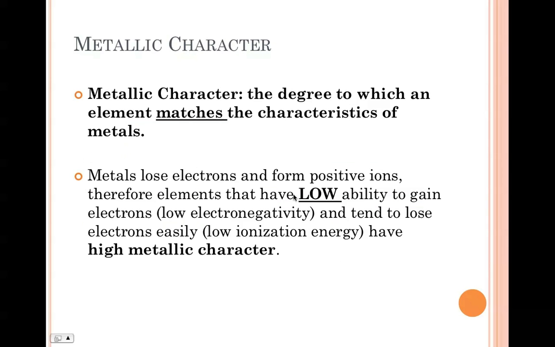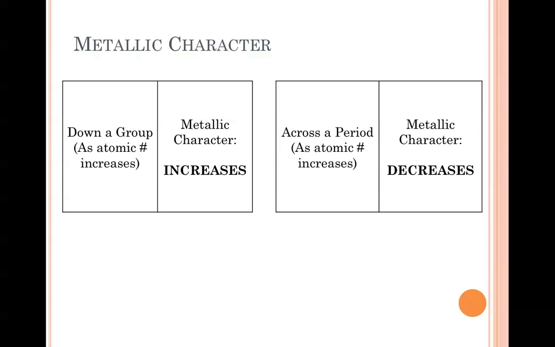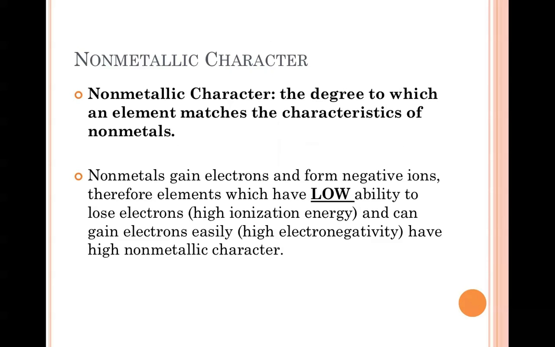So metallic character means the degree to which an element matches the characteristics of our metals. Metals tend to lose electrons and form positive ions, so they have a low ability to gain electrons, and they tend to lose electrons easily. So elements that have those properties tend to have a high metallic character. As you go down a group, the metallic character increases. As you go across the period from left to right, the metallic character decreases, meaning that our most metallic elements are going to be in the bottom left-hand corner of our periodic table.